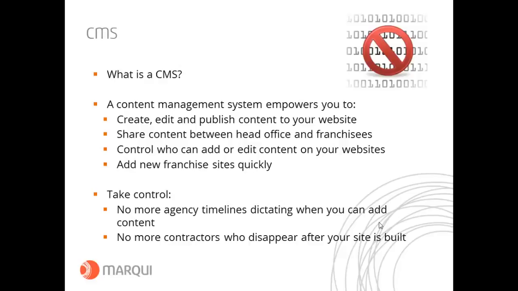And the way that this does this is through, in our case, an online or software as a service content management system. Really what a content management system allows you to do is take control. You don't have to worry about agency timelines dictating when you can add content, going to outside contractors every time you need a site update. The real power of a CMS is that it brings the tool into your organization and gives the marketer control over how, when, and where content gets published.